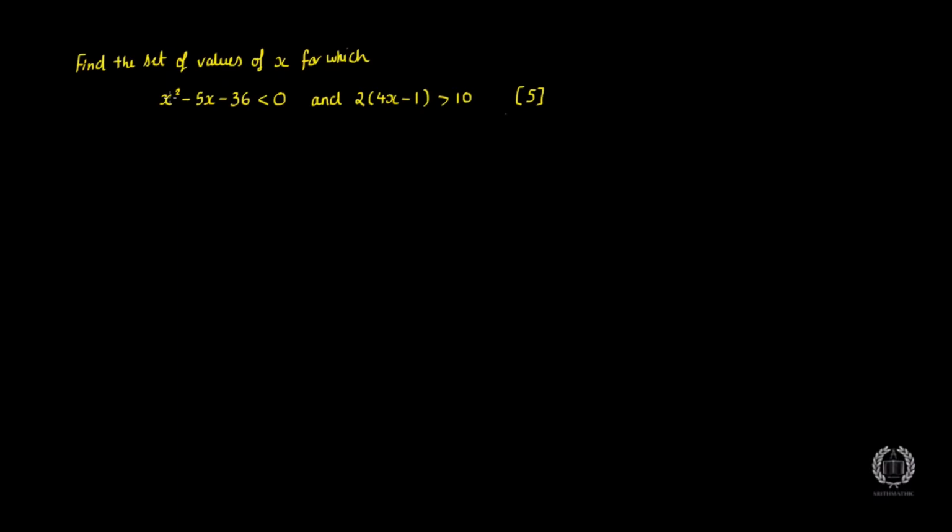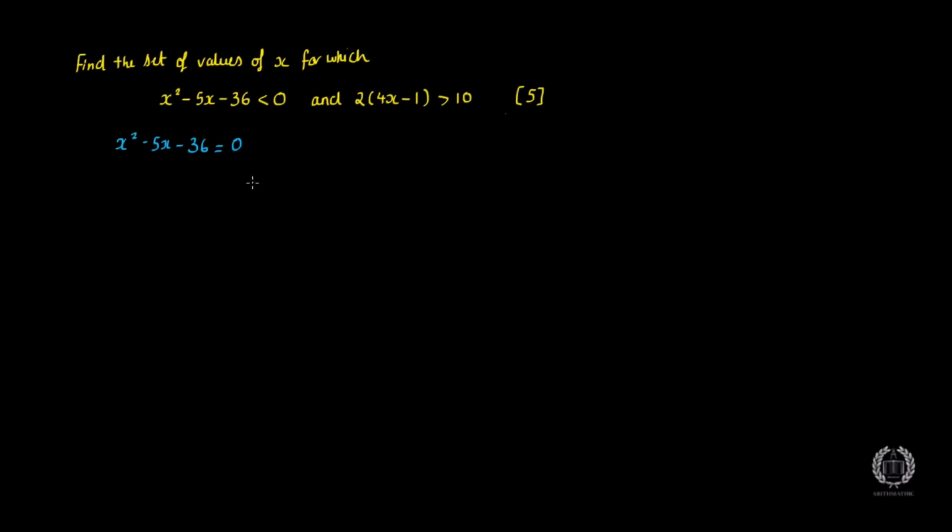The first thing that I'm going to do here is write x squared minus 5x minus 36, and forget about the smaller sign, I'm just going to put equals 0 for now. We'll get to this later, so don't worry about this. Now I'm going to find the value of x, and the way I'm going to do this is I'm going to factorize.